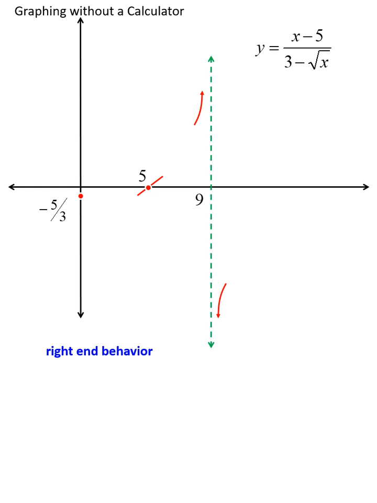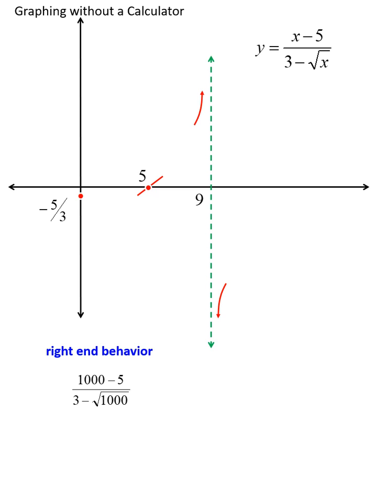So finally, let's look at the right-end behavior. This one's a little tricky, but I do like to plug in 1,000 just to give myself a sense of what's happening to this graph on the far right side. Notice the numerator is 995, or approximately 1,000. And what's happening in the denominator? Well, first of all, it's negative. The square root of 1,000 is probably around 30-ish. After all, 30 squared is 900. And so 3 minus 30-ish is going to be negative.